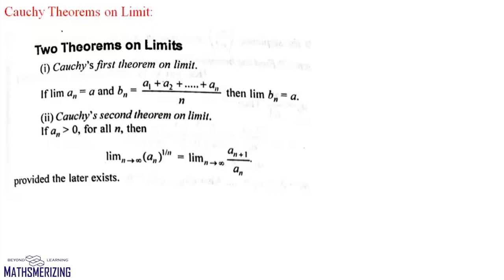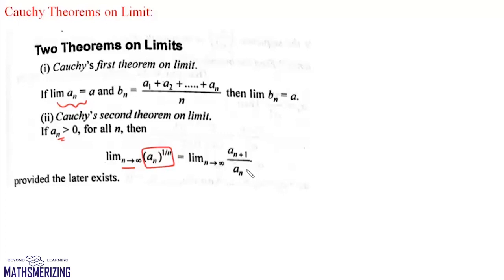Now there are two very important and simple theorems in limits, which are Cauchy theorems on limits. The first theorem says, if limit a_n equals a and b_n is the average of all these a_i's, then the limit of b_n is the same as the limit of a_n. And the second theorem says, if a_n is a positive number for all n, then the limit as n tends to infinity of a_n to the power 1 by n will be the same as the limit as n tends to infinity of a_(n+1) upon a_n. Now we generally use these theorems to simplify problems in limits.